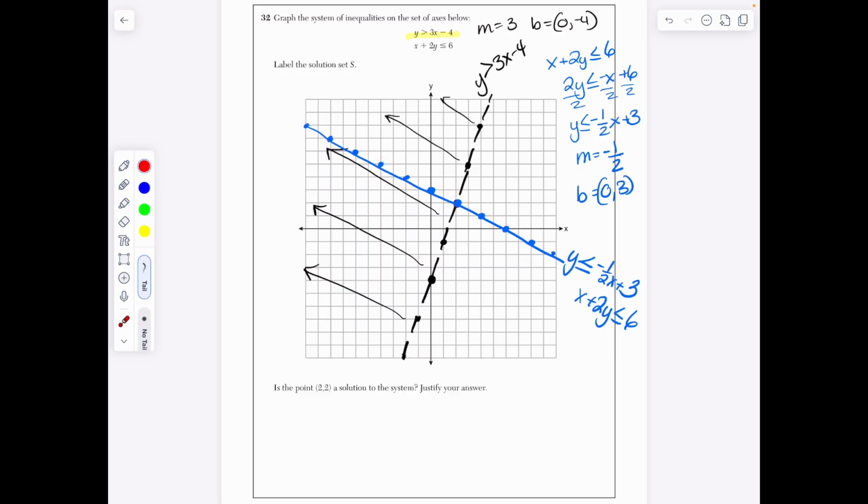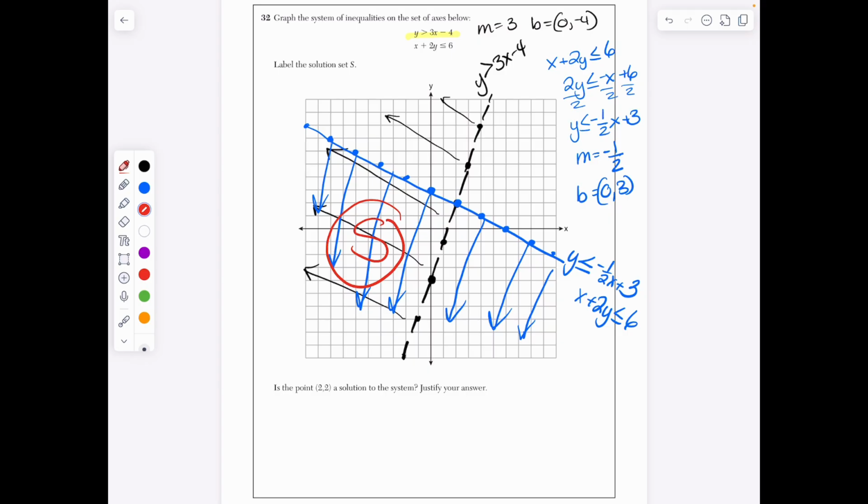But I'm getting a little ahead of myself. It says y is less than, so I'm going to shade down from the line. And so my solution is over here. This is where the two of them overlap. So that's the first part of this problem, to graph it correctly and mark my solution. I graphed both lines and wrote the equation for both. I made sure I have dashes for y is greater than, and a complete solid line for y is less than or equal to.